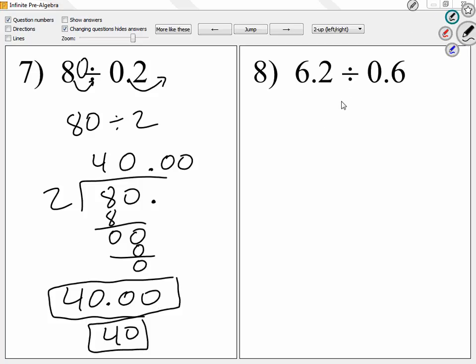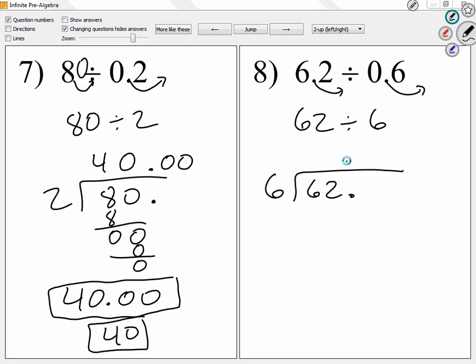Looking at question number 8, remember, move the decimal point one place to the right on each. That way, the second number does not have decimals. So I'm going to have that as 62 divided by 6. So 6 into 62. I know 6 goes into 6 one time, because 1 times 6 is 6. My remainder is nothing, right? When I subtract this, let me bring the next number.